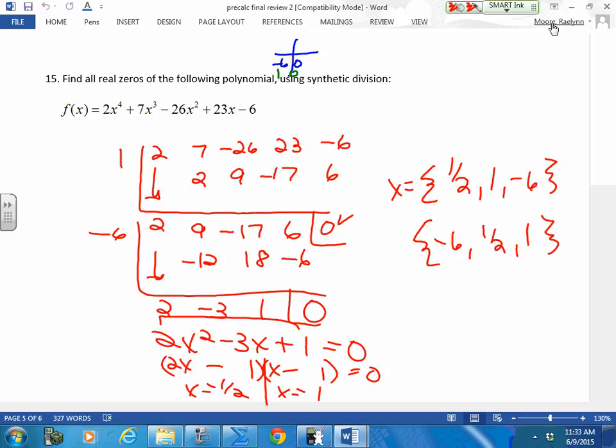And that's something that we might see better with the synthetic division?